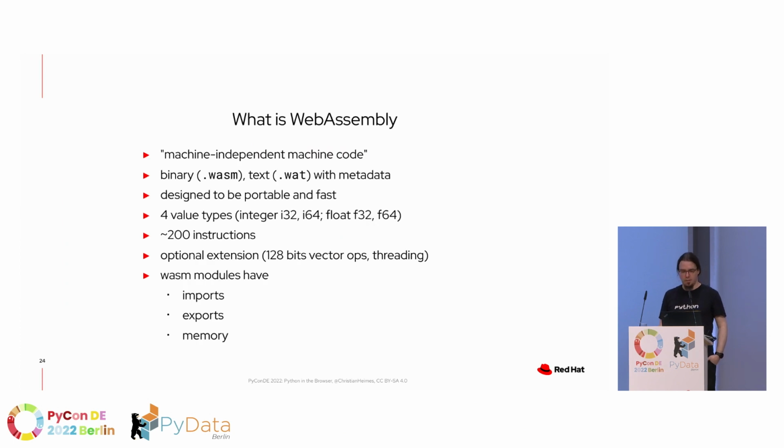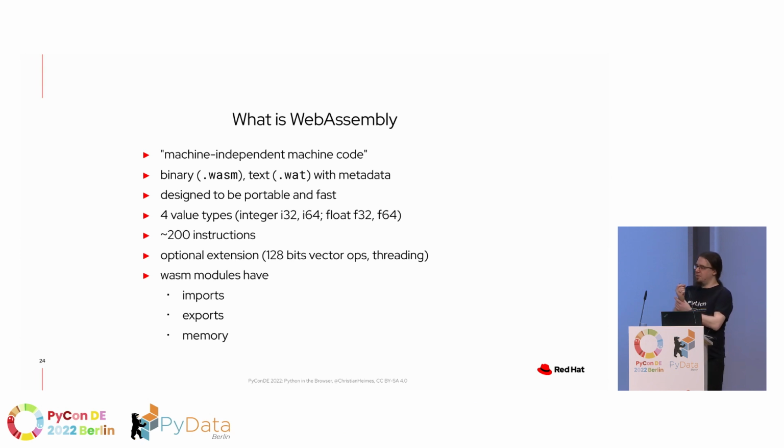Just to summarize what we have: WebAssembly can be viewed as machine-independent machine code. You typically, as an end user, interact with the WASM. That's the binary representation. You can also, for debugging or just for playing around, use WAT. That's the WebAssembly text representation. It's designed to be portable and very fast, so you can get close to native instruction speed, as the browser does very interesting things to speed that up.